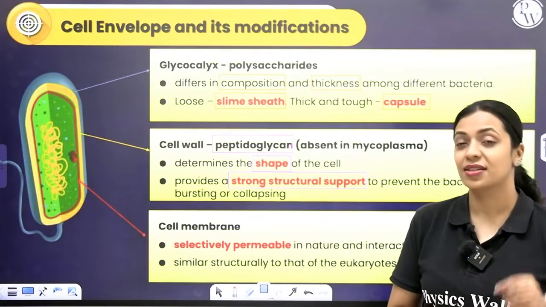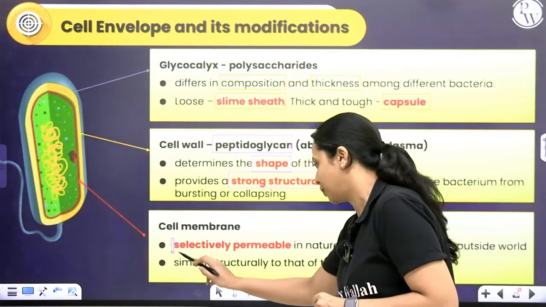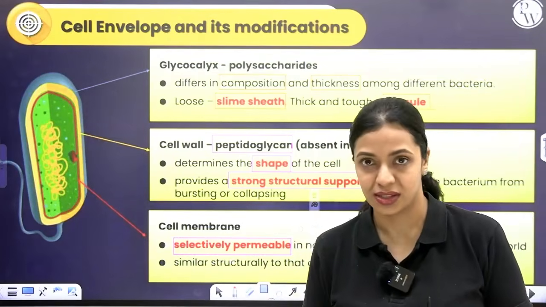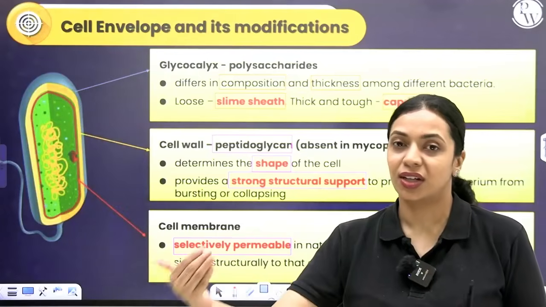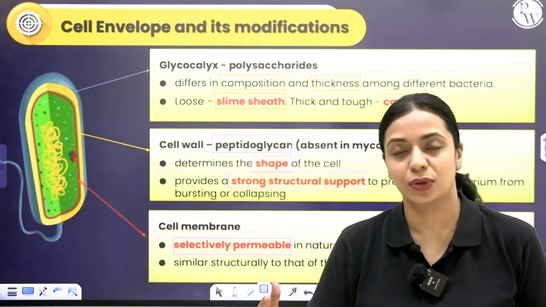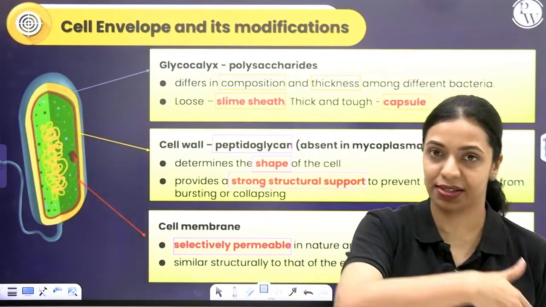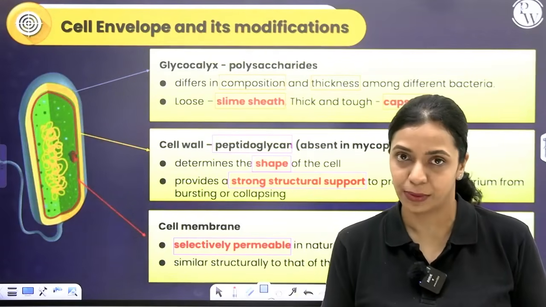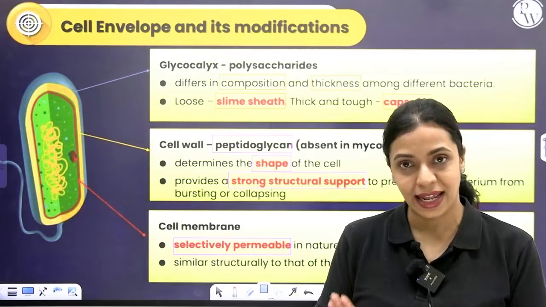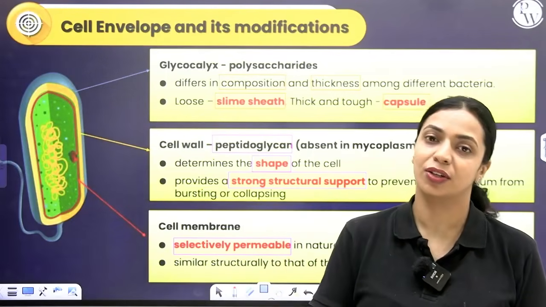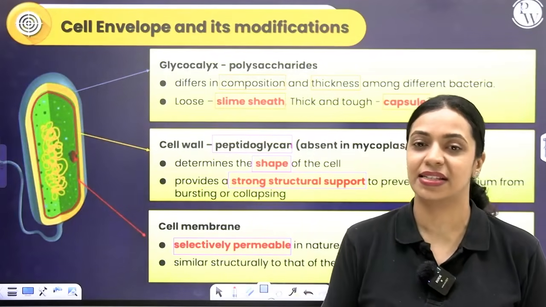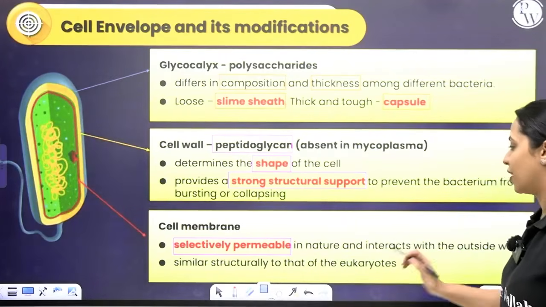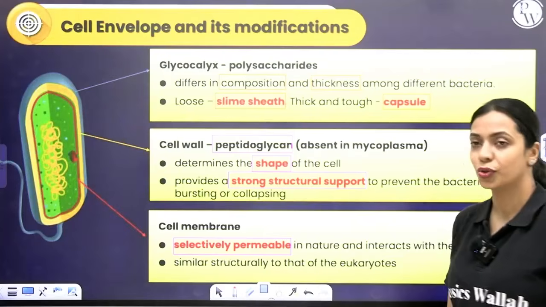And this cell membrane is a selectively permeable membrane. What does that mean? It is permeable, of course, which means it allows certain molecules to transfer across it. If there is certain molecule that has to move from outside to inside the cell or from inside to outside the cell, it will allow movement of it, but not everything and anything. It will selectively allow certain molecules to move into and out of the cell. That's why we say it is selectively permeable. Okay? And yeah, structurally, like I already mentioned, it's very similar to eukaryotic cells.